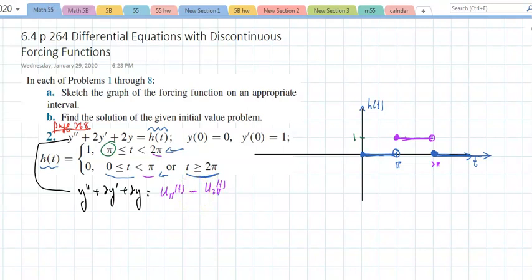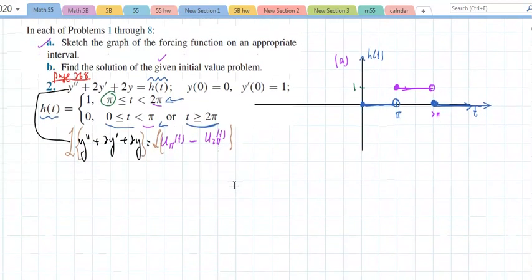Now, if I apply the Laplace transform on both sides, so part A, they say to sketch the graph. I did. This is A right there. Part B, find the solution of the given initial value problem. Well, let's see how this is going to play out and explain what really Laplace does.